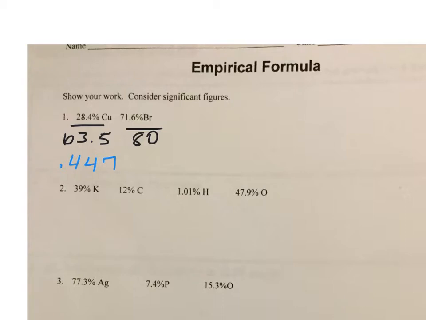Yes. Okay, so now go ahead and do bromine. 71.6 divided by 80, and give me 3 numbers. 0.895. Yes? Okay, now you're going to do this to all of them. It doesn't matter how many elements you have. You can have 9 or 10, but you're going to do that to all of them, okay? Now, look at your 2 numbers. Which is your smallest number?